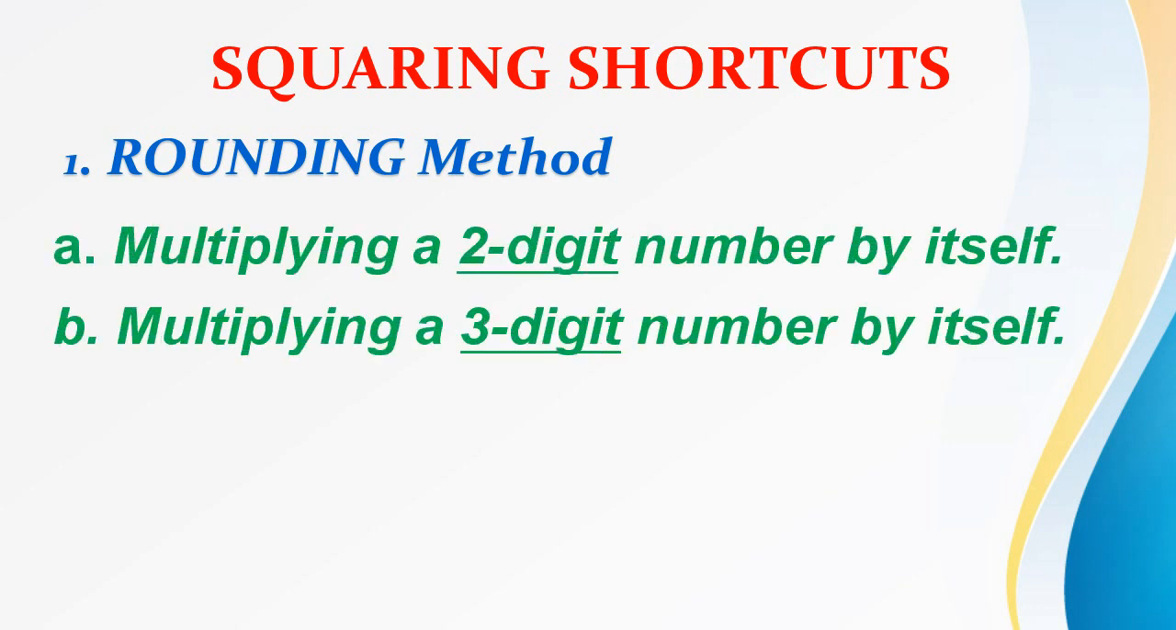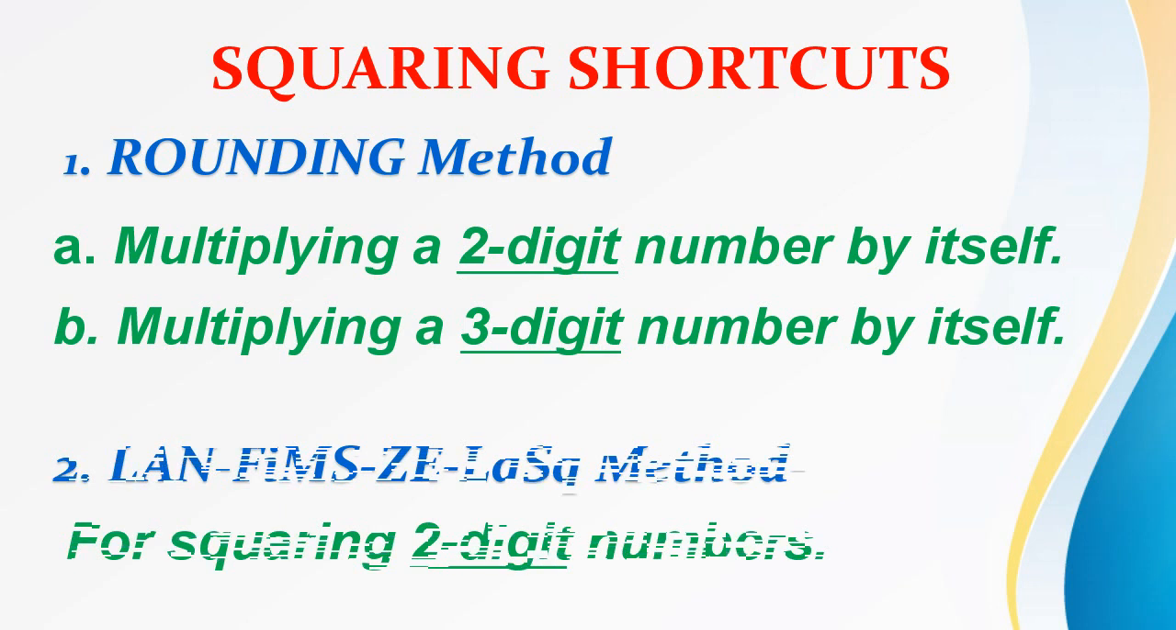Last week we saw how to square a number using the LearnFIM Z-LASK method. That method was great for multiplying a 2-digit number by itself. Today's rounding shortcut is useful for squaring both 2 and 3-digit numbers. So, let's jump right in.